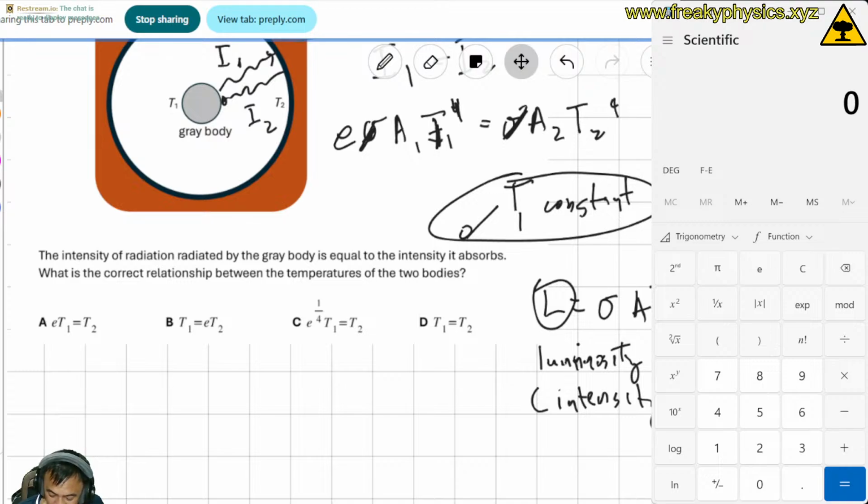Which one's the closest one to the correct answer? It's not A. It's C. Why? C because of the to the 4 bit, right?